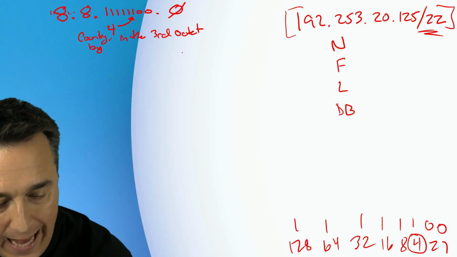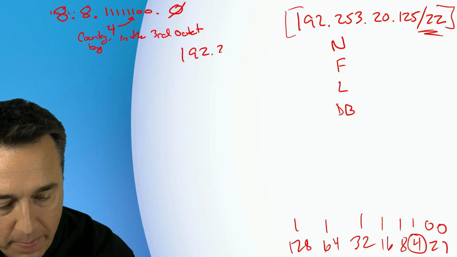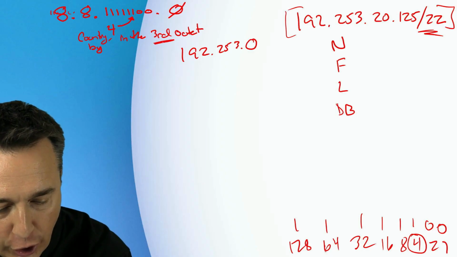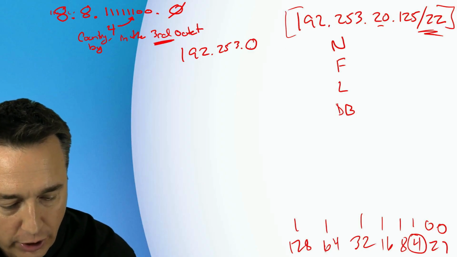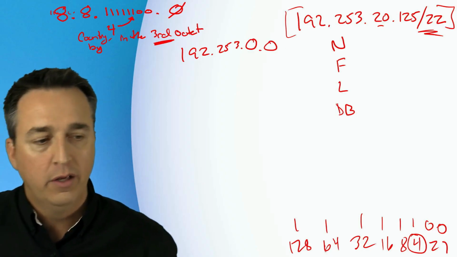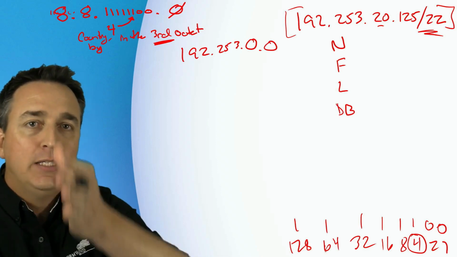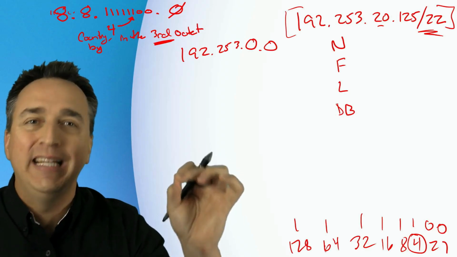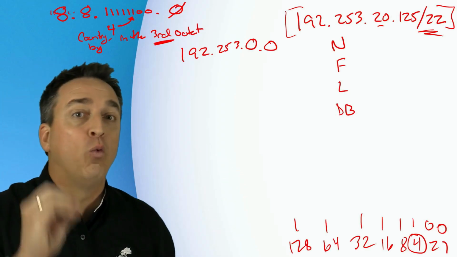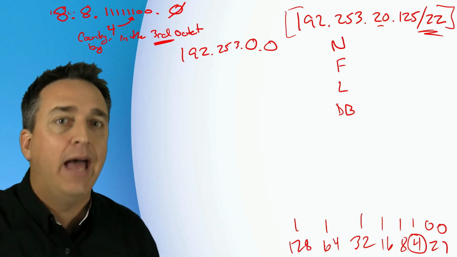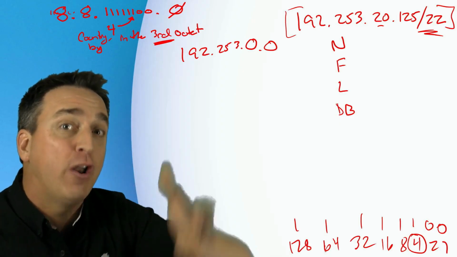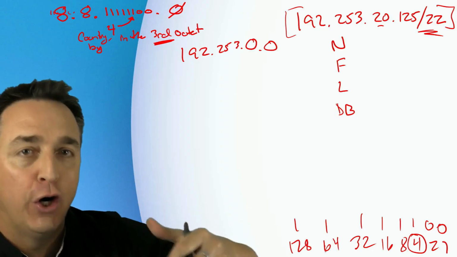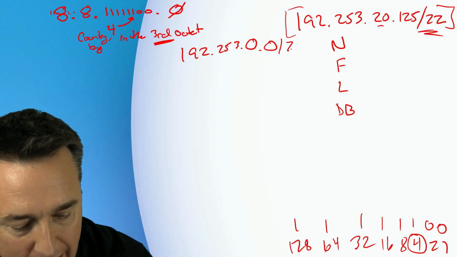So go to the address, write it down, 192.253.0. Since we're dealing in the third, 0 out the third and 0 out the fourth. So if you're working in the third, 0 out the third and the fourth. If you're working in the fourth, only 0 out the fourth. If you're working in the second octet, then you 0 out the second, third, and fourth. Okay? So right now, third, 0 out the third and the fourth. And then put your /22.